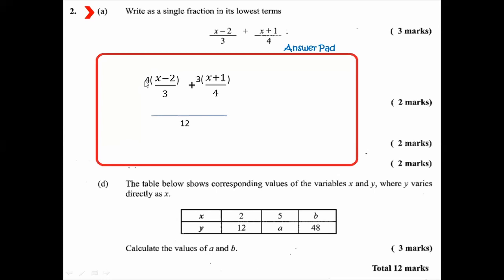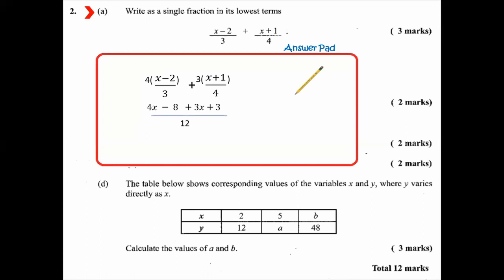So let us expand this bracket. 4 times x is 4x, and 4 times 2 is minus 8. 3 times x is 3x, and 3 times 1 is 3. Without finding the denominator here, some people would have multiplied 3 by the numerator over here and 4 by the numerator over here, and then 3 by 4, giving us the same denominator. It's just another way to approach it, but it will give our answer nonetheless.